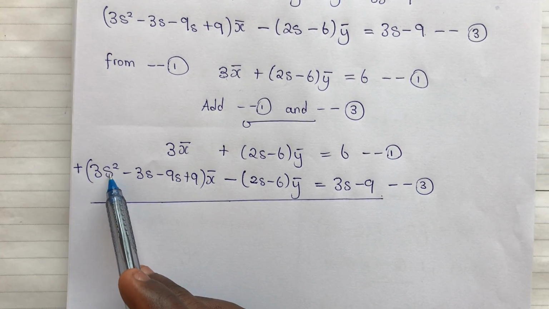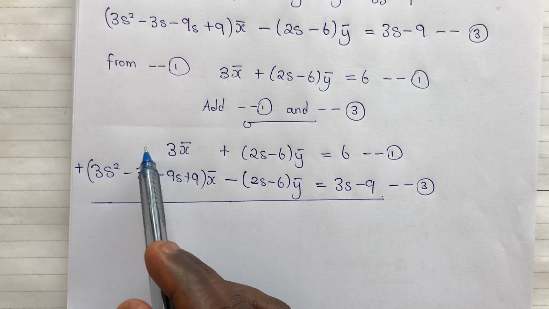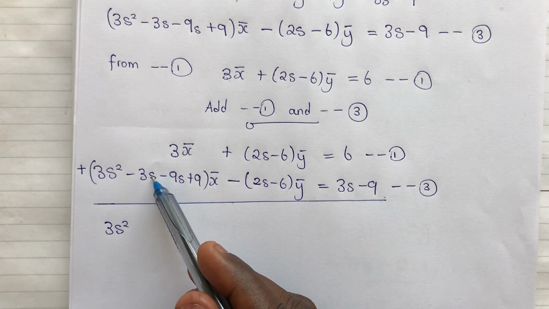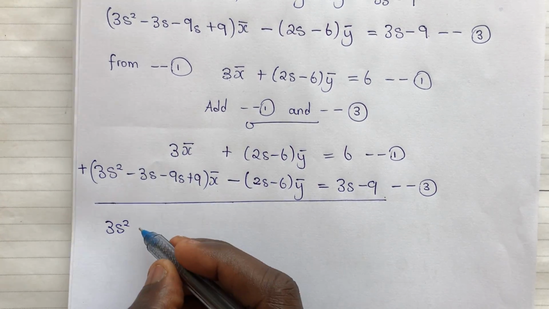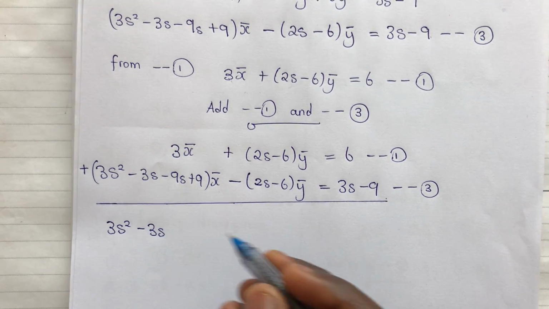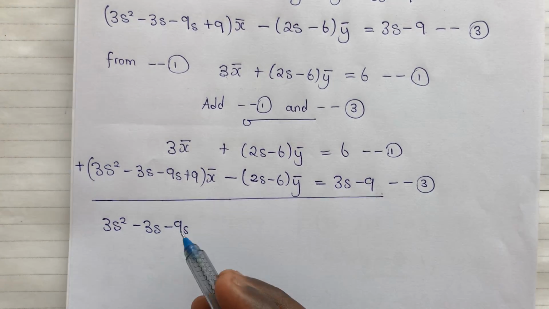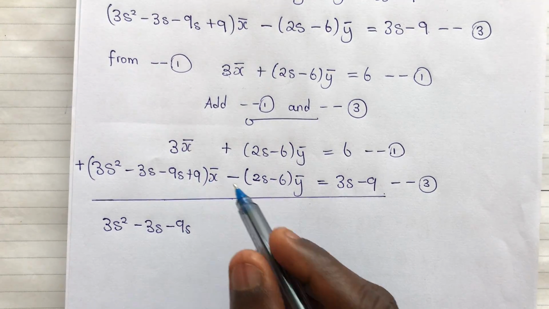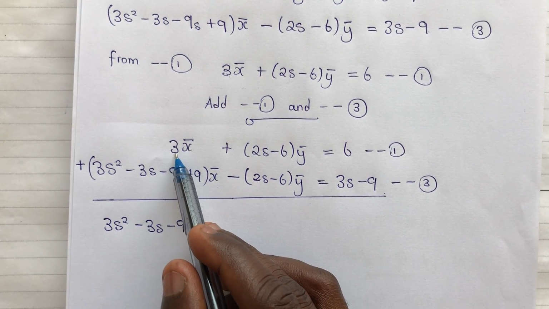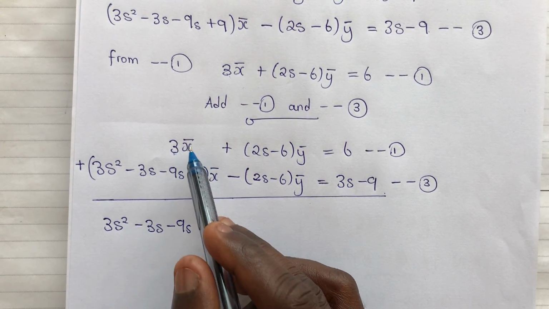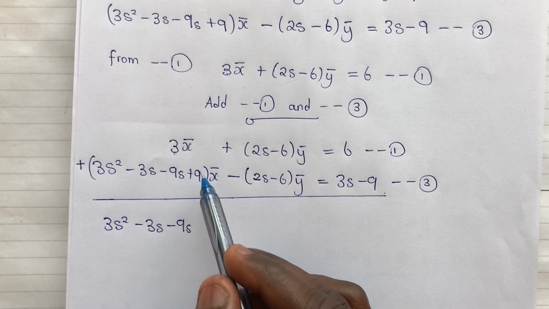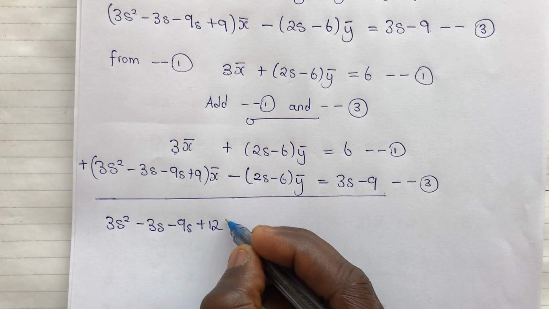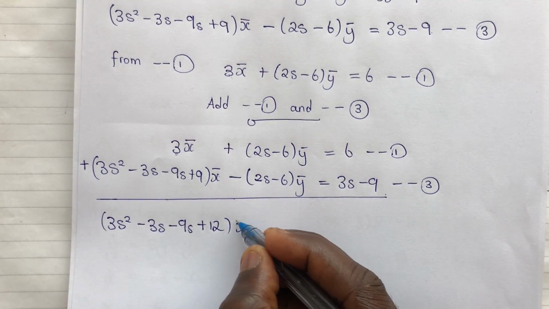We don't have an s squared term here in equation 1, so we repeat it, 3s squared. We don't have an s term here in equation 1, so minus 3s minus 9s. In fact, I was supposed to add this to give us 12, but I'll do it in the next step. Okay, so now we have a constant term here. This and this we can compare, they are the same, so we add the value. 9 plus 3 is giving us what? 12. So 12 x bar.